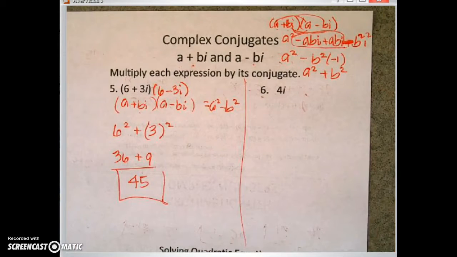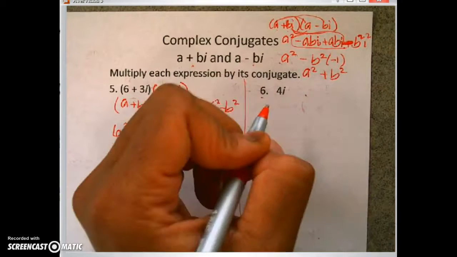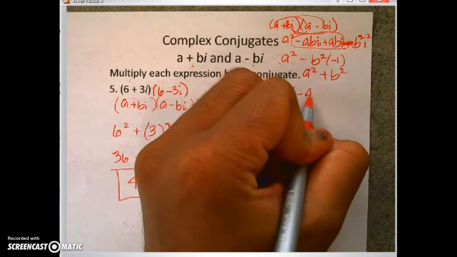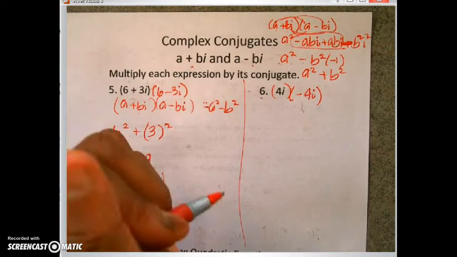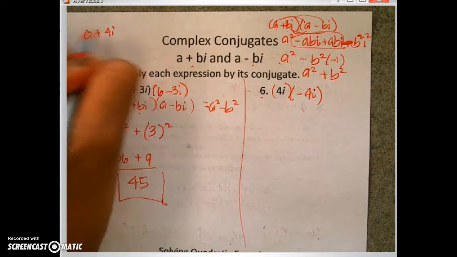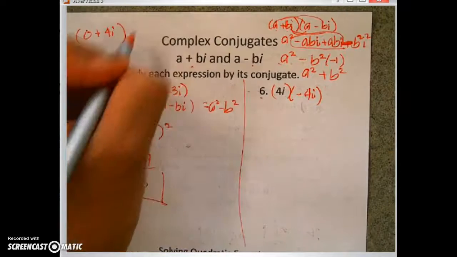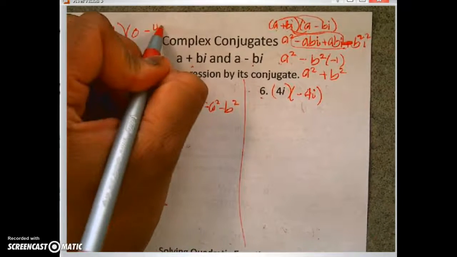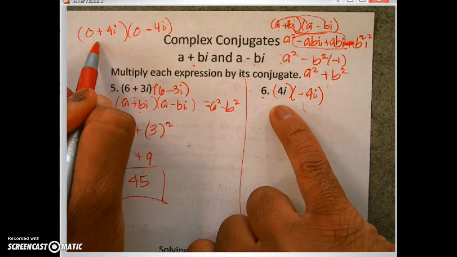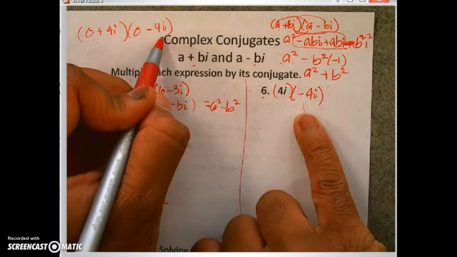This looks a little bit different, but it's not really. I'll just tell you. The conjugate of 4i is, wait for it, negative 4i. It's because 4i is 0 plus 4i. So the conjugate would be 0 minus 4i. But what's 0 doing to it? Nothing. Because what's 0 plus 4i? 4i.